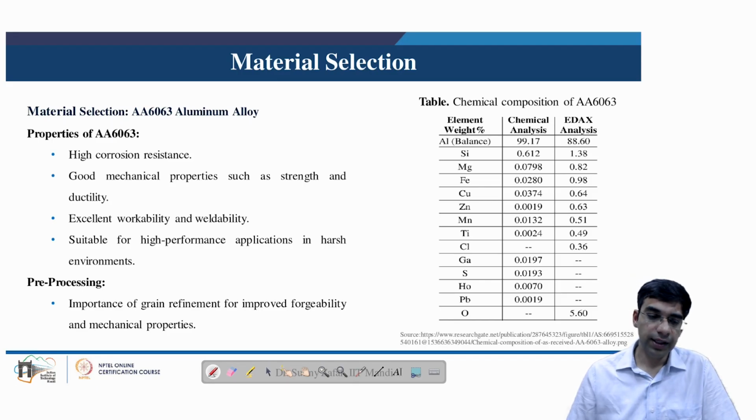Pre-processing involves grain refinement for improved forgeability and mechanical properties. On the right hand side, we can see the table highlighting the chemical composition of the AA6063 alloy, where aluminium is present in significant proportion, almost 99%, and we can see the list of other alloying elements and their respective weight percentages in the alloy.